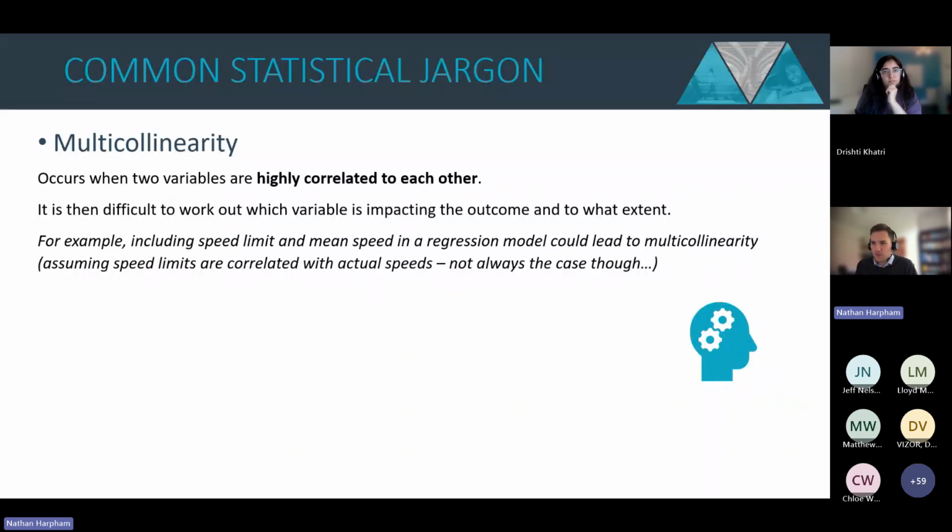So whenever you're building a regression model, looking at the relationship between your variables and whether they are highly correlated before you put them in is an important kind of intermediate step.